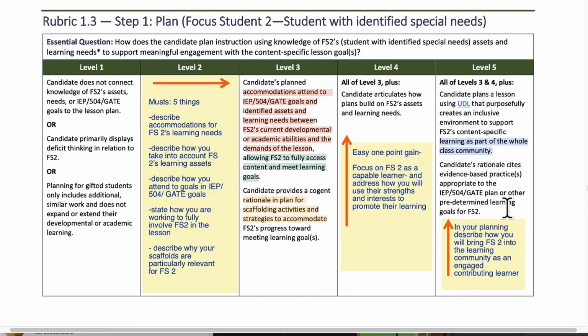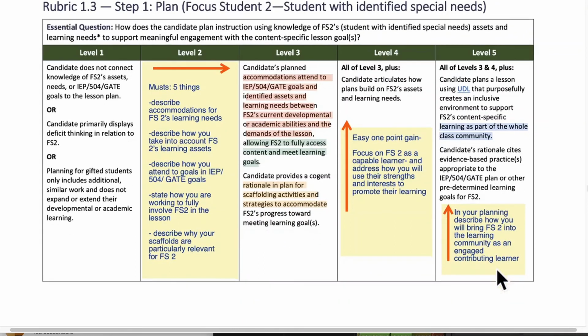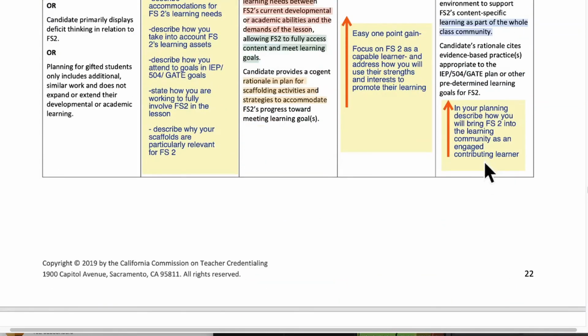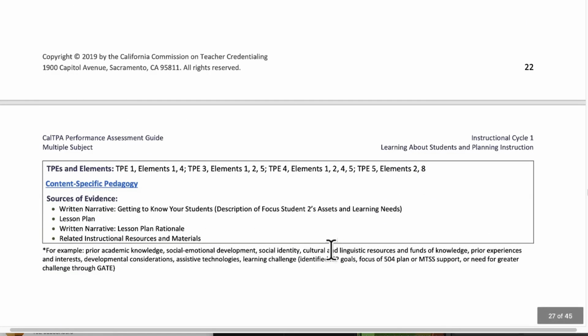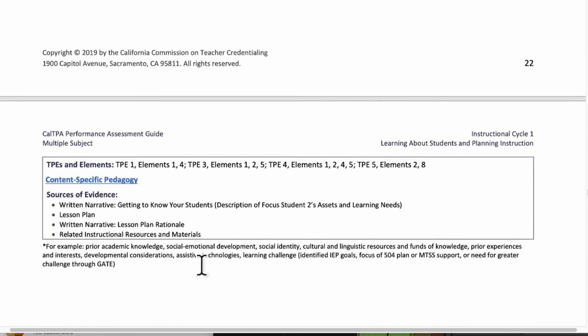And the rationale cites evidence-based practices. So this is, like Focus Student 1 asks you to think about ELD, this is asking you to talk about practices relevant to IEP 504 GATE students, right? In your planning, describe how you will bring Focus Student 2 in the learning community as an engaged, contributing learner, and then cite evidence about practices that do that kind of work. And again, the same kinds of evidence: your written narratives, your lesson plan, and your instructional materials.